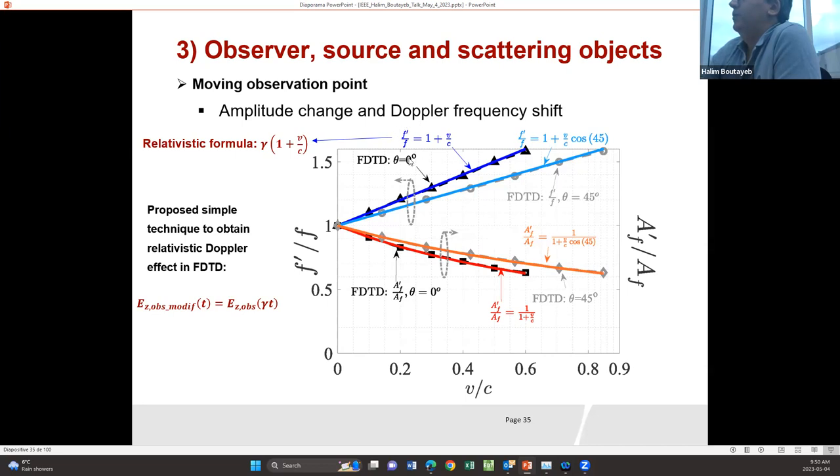If we compare this formula that we obtain with the FDTD with the relativistic formula, the relativistic formula has a gamma factor: gamma multiplied by 1 plus V over C. We can still use our FDTD technique and get the same formula as the relativistic formula by modifying the electric field that is observed. The modification will be to take the electric field observed and multiply by gamma t. By doing post-processing of the electric field measured, we will get a new electric field, and this new electric field will have the same Doppler effect as given by the relativistic formula.